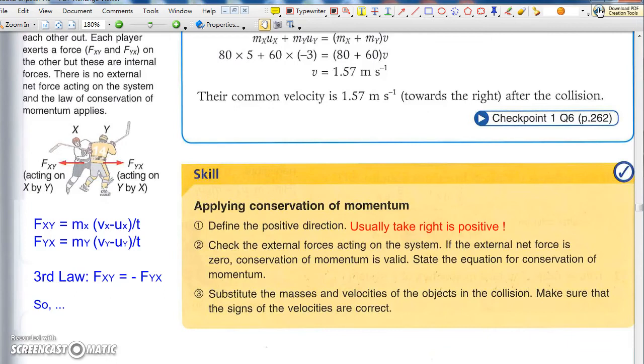Suppose the collision takes time t, so fxy equals mx multiplied with vx minus ux divided by t, and fyx equals my multiplied with vy minus uy divided by t.